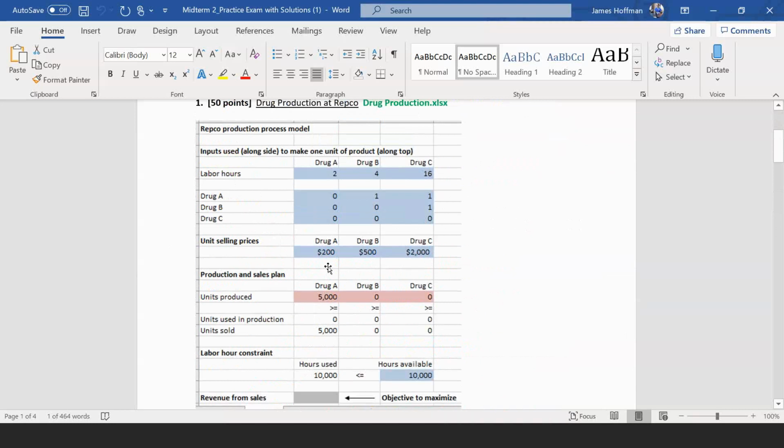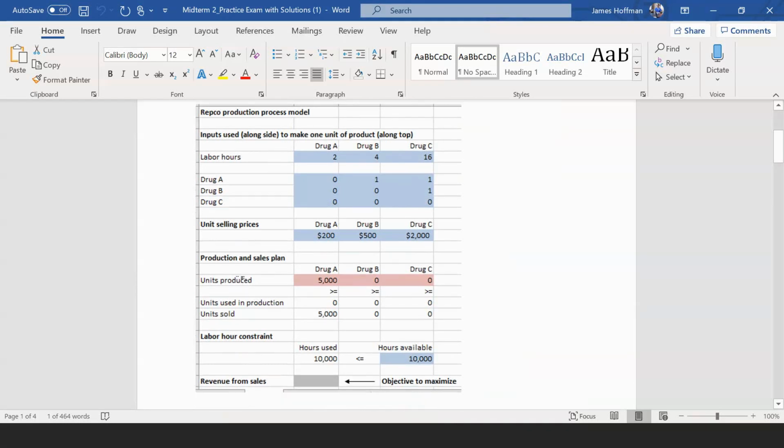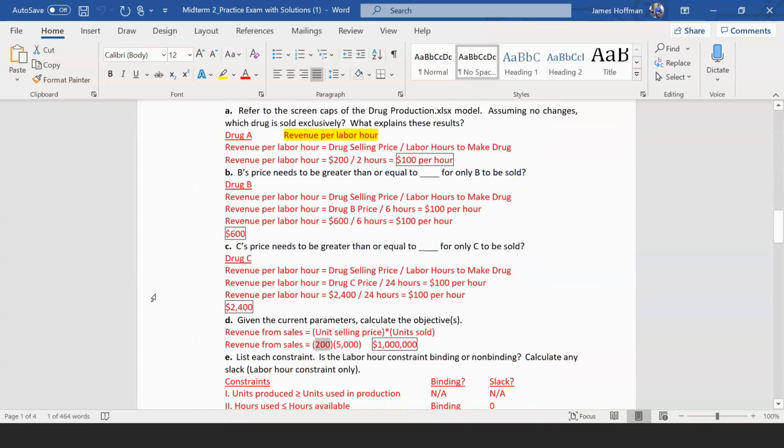Okay, and drug A's selling price is $200, and the company is selling 5,000. So that's the revenue for drug A. 200 times 5,000, which is $1 million.